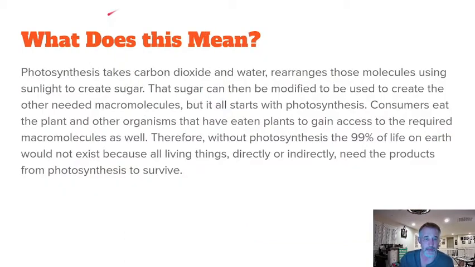All right, so what does this mean? So photosynthesis takes carbon dioxide and water, rearranges those molecules using sunlight to create sugar. That sugar then can be modified or used to create other needed macromolecules, but it all starts with photosynthesis. So consumers eat plants and other organisms that have eaten plants to gain access to the required molecules as well. Therefore, without photosynthesis, about 99% of the life on Earth wouldn't exist.